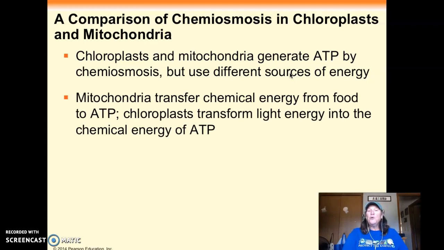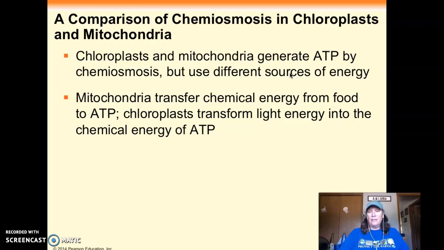Okay, they take food, they take glucose, and they break it down. Okay, and then they use that. When they break it down, you get energy, and that's where they get their energy from. So mitochondria transfer chemical energy from food to ATP. Chloroplasts take light energy and transfer it into chemical energy and then get ATP. So a different way of doing it, you know, kind of similar, but the mitochondria is the one that goes through cellular respiration, because we need food to get our ATP.